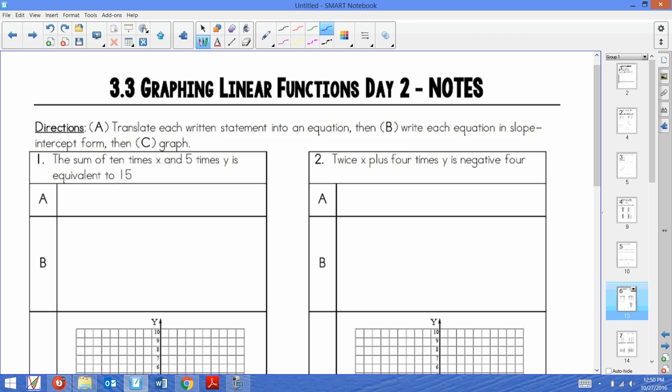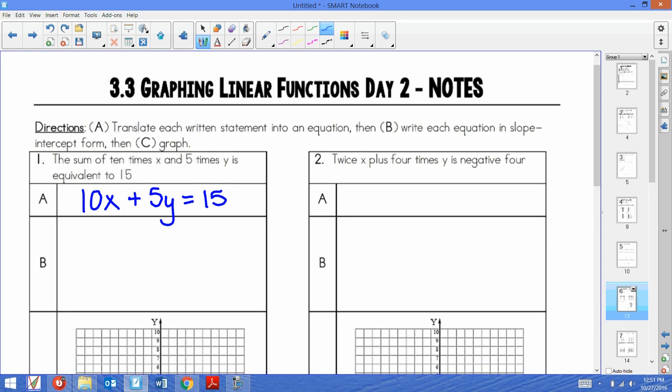So the directions for all of the questions below say to A, translate each written statement into an equation, then B, write each equation in slope-intercept form. That'll be the new part. And then C, of course, after we do this, we would like to graph. So let's begin. Number 1 says the sum. So it looks like we're going to be adding some things. So we're going to add 10 times x, 10x, and 5 times y, 5y, is equivalent to, so is equals 15.